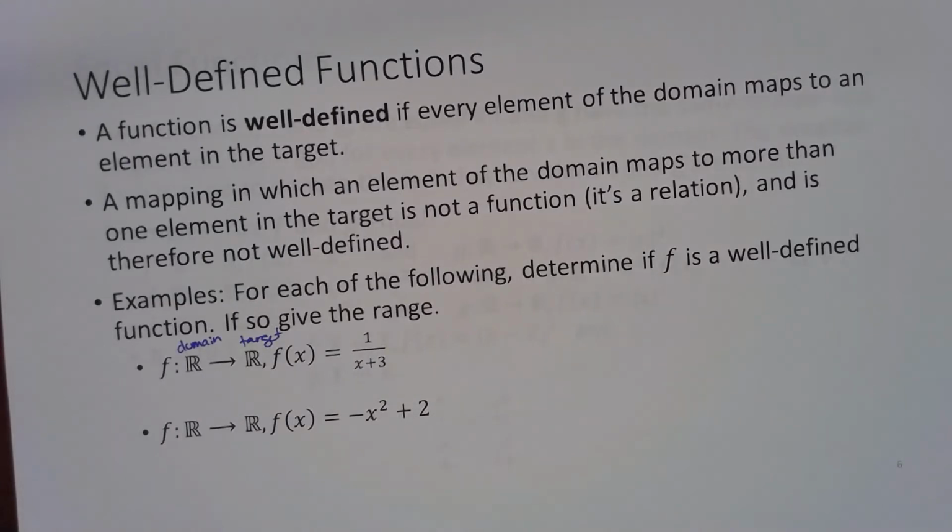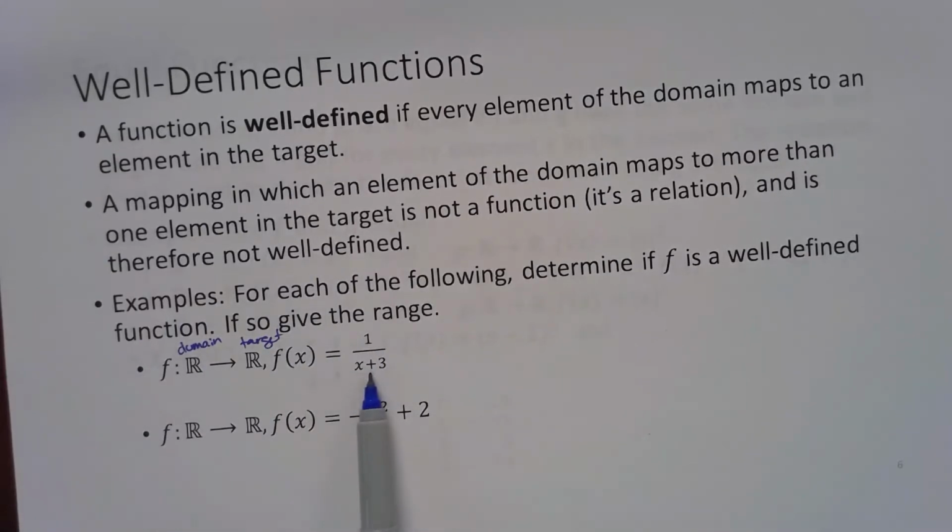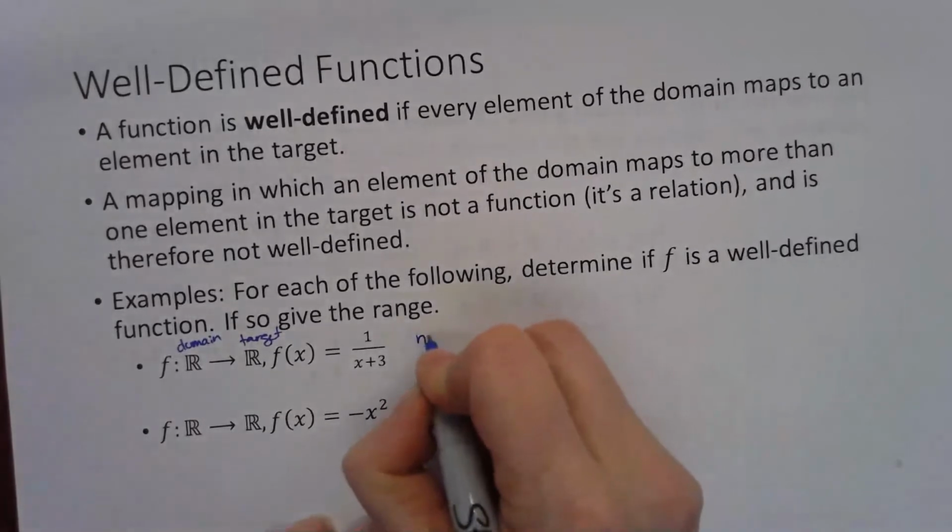Or can you detect a problem? So Ethan, what's the problem? -3 is an issue, right? If I put -3, which is definitely in what's listed as the domain, into this function and I try to do 1 divided by 0, that doesn't give me a real number, it's undefined. So this is not well defined.